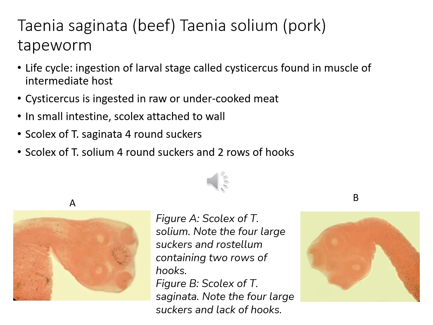So as the name indicates, the life cycle is ingestion of the larval stage called the cysticercus, which is found in the muscle of the intermediate host. So if you eat undercooked infected beef or pork, that's how that tapeworm can enter into us. In the small intestine, the scolex will attach to the wall. Taenia saginata has 4 round suckers, where Taenia solium has 4 round suckers and 2 rows of hooks. And that's how both of them attach to the small intestine.